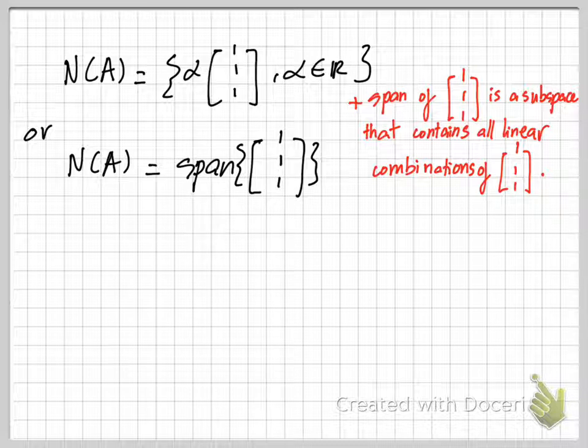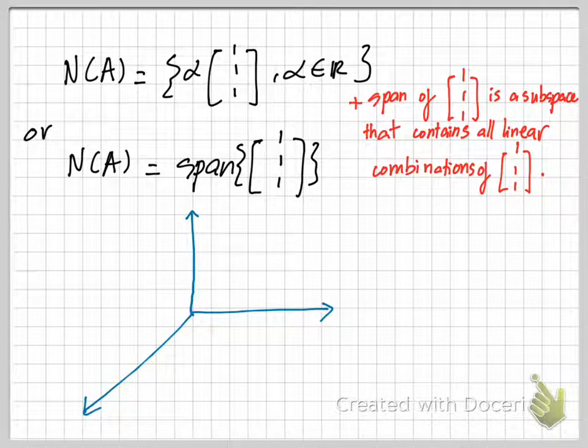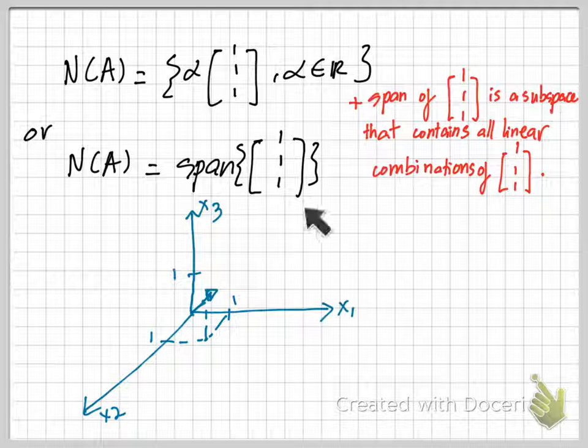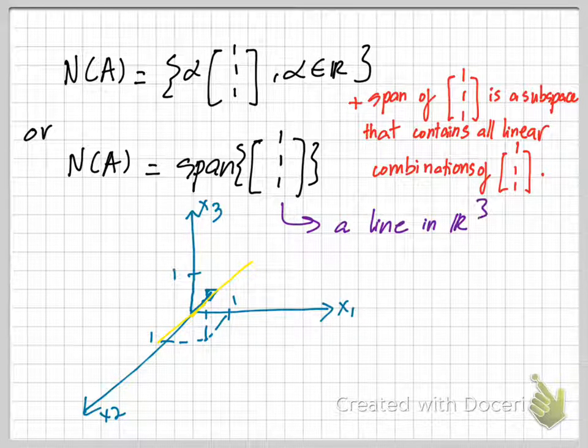How can we visualize this null space in terms of the span of vectors? We consider R3 as a three-dimensional space of x1, x2, x3. And we draw the vector 1, 1, 1, and then the span of 1, 1, 1 is just a line that goes through this vector in R3. You can imagine that a linear combination of 1, 1, 1 is just a scalar multiple of this vector. That's why all the linear combinations of the vector 1, 1, 1 should be contained in this line, a line that goes through the vector 1, 1, 1 in R3. And this is just a line in R3.